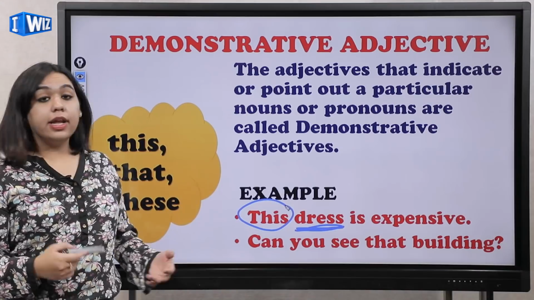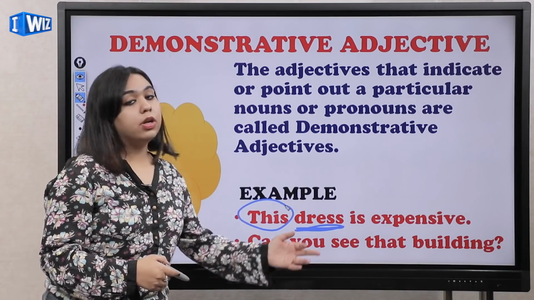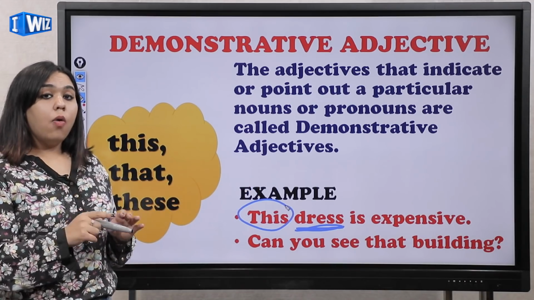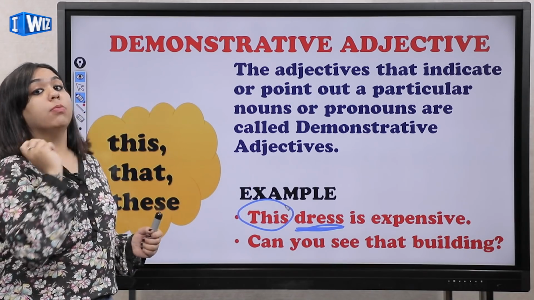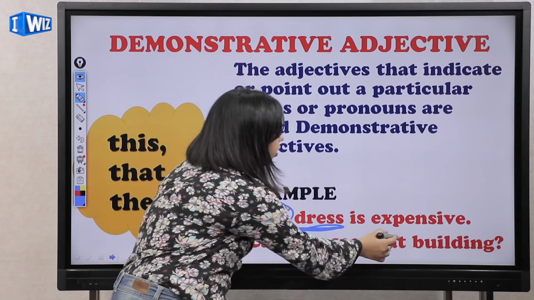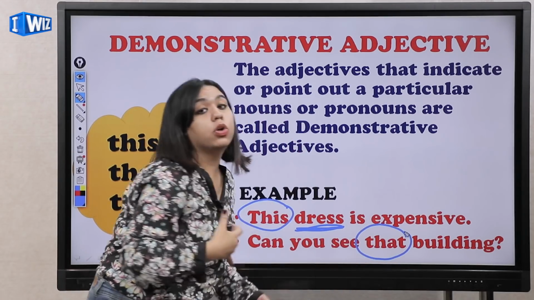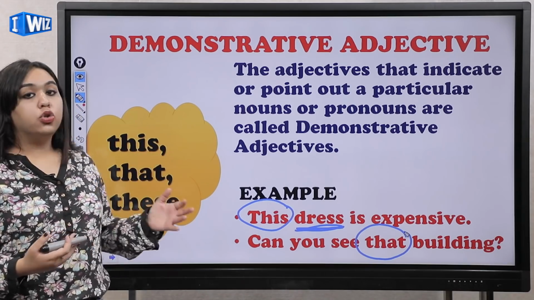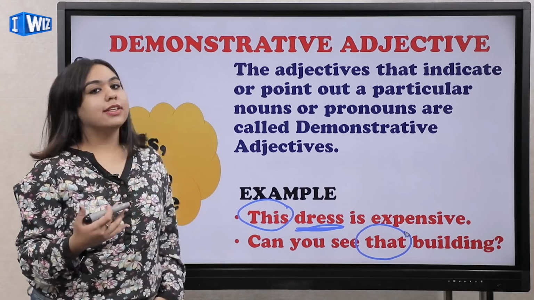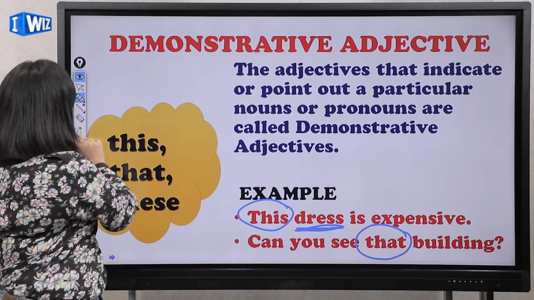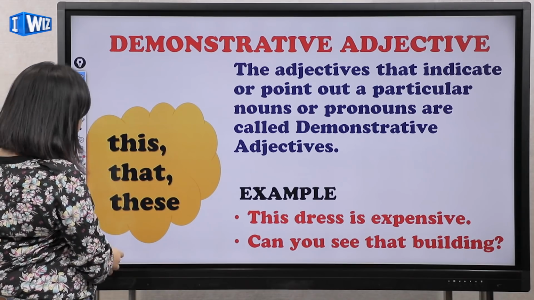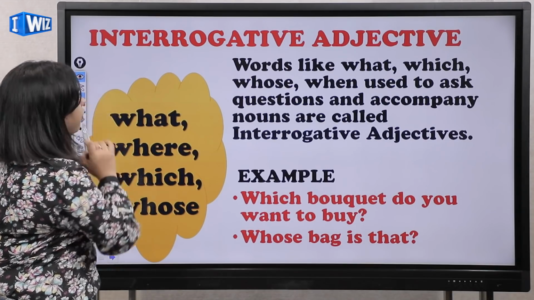Now, next sentence. Can you see that building? What am I talking about? I'm talking about that building. Now, I'm positioning there. Can you see that building? So that here will again be the demonstrative adjective. A few examples are this, that, those, these. I hope that it is clear and we'll move on to our next type of adjective, that is interrogative adjective.